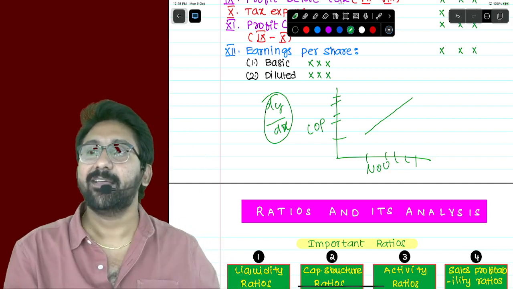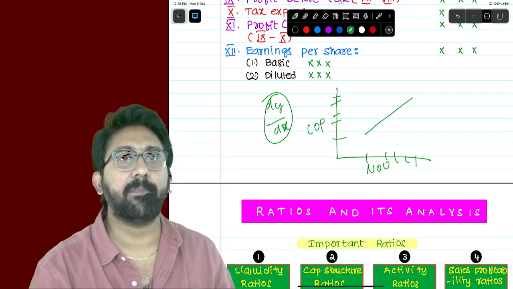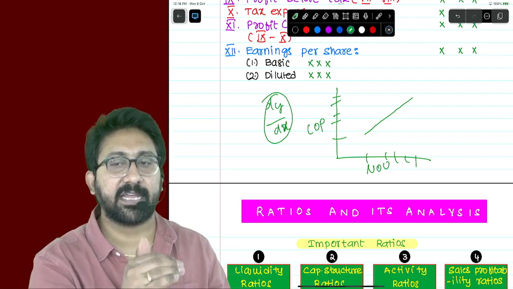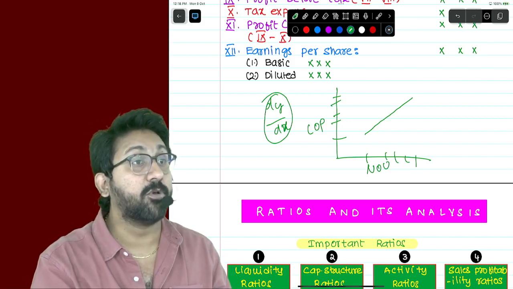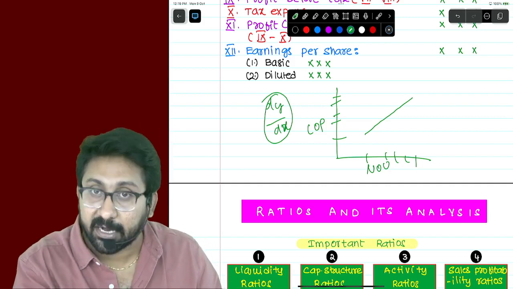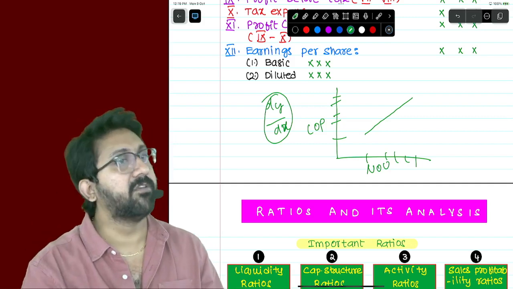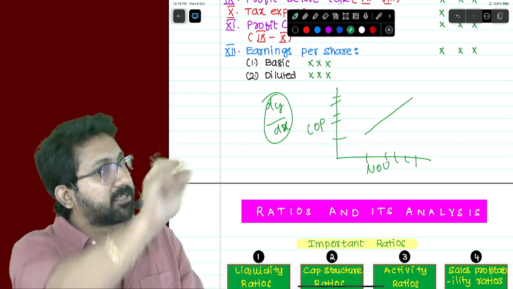Tell me now. What should come on the x-axis? Everyone in the class. X-axis. Y-axis. The influenced should come on the y-axis. The influencer should come on the x-axis. Who influences whom? Number of units influences cost of production. Cost of production influences number of units.